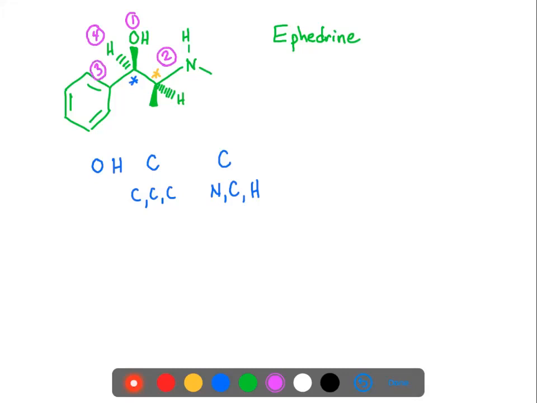And so when we take our pen and start from the highest priority group, with the lowest priority group behind the page, 1, 2, 3, we're going in a clockwise manner to the right. And so this particular chirality center will be an R configuration. So let's draw this out here. This will be the R.